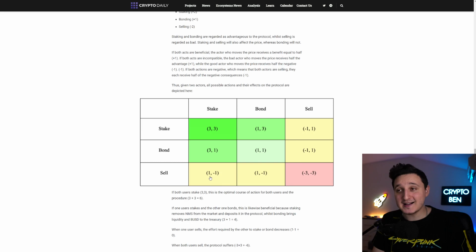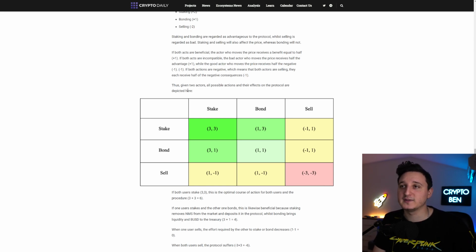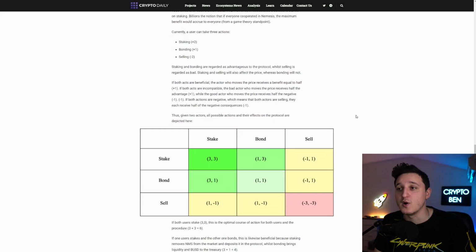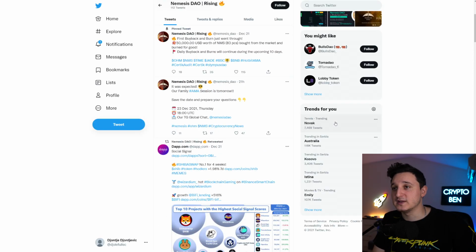If one of us sells and one of us stakes, then it's 1 minus 1. So basically it's 0. If one sells and the other one bonds, is again really bad. So basically everything here is really bad. And if both of us sell here, it's -3 and -3. It's bad for everybody. So this is how the game theory works. So I highly recommend you guys to actually go here and watch, understand what game theory is all about, and why if everybody stakes, it just increases the value of this token here so much. So do check it out for yourself, because it is something that's super important and really, really good to see.